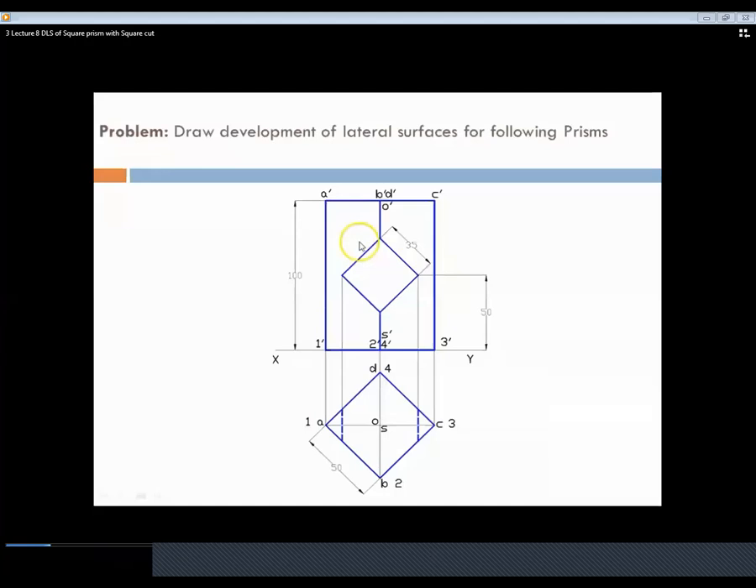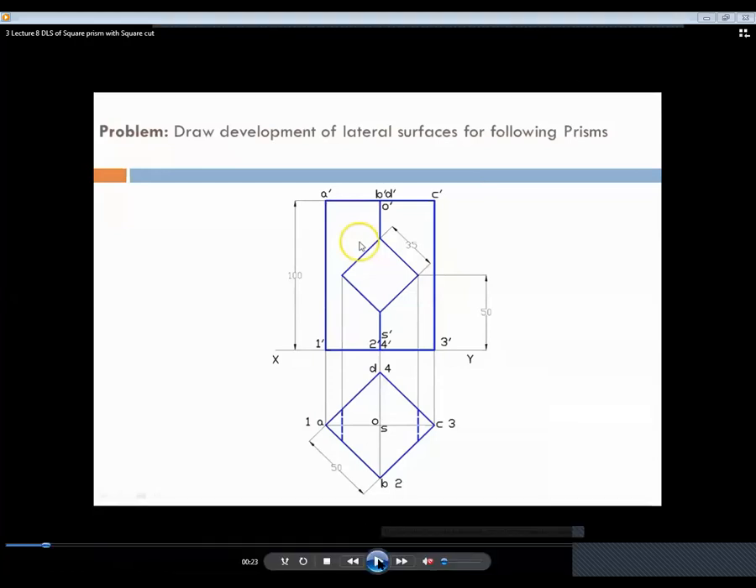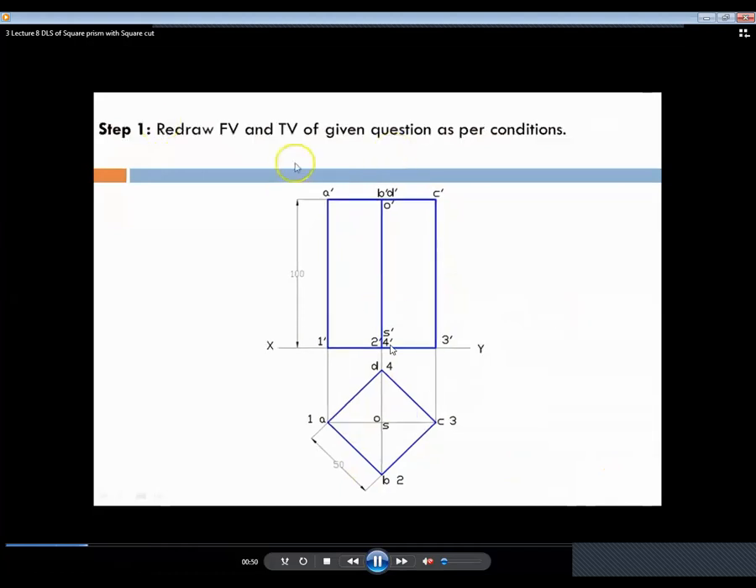Now see the solution. A square hole is drilled at the center, or they are saying bisecting the axis. So if 100 mm is height, then 50 mm is the center point of the square drilled hole. Okay, now if you want to draw the square hole, how to draw?